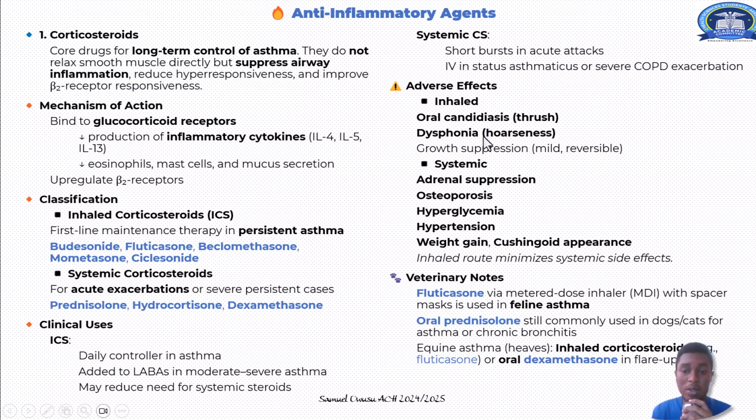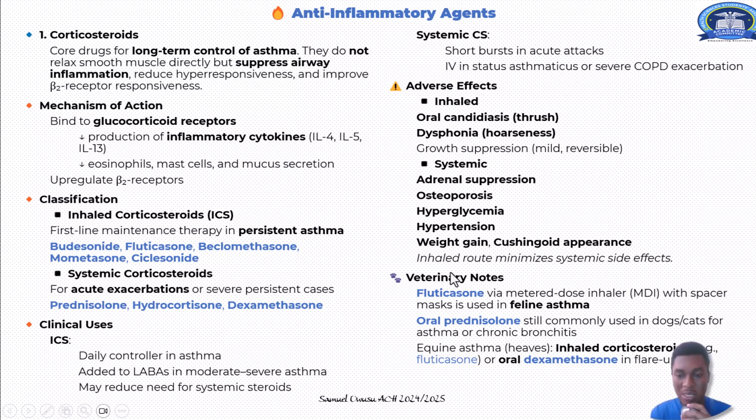They can cause hoarseness of the voice, and systemically they can suppress the adrenal system, and so these people would tend to come with a Cushingoid appearance, so they cause Cushing syndrome. So you have to take note of that. Osteoporosis, hyperglycemia, and indirectly hypertension and weight gain are all seen as adverse effects of corticosteroids.